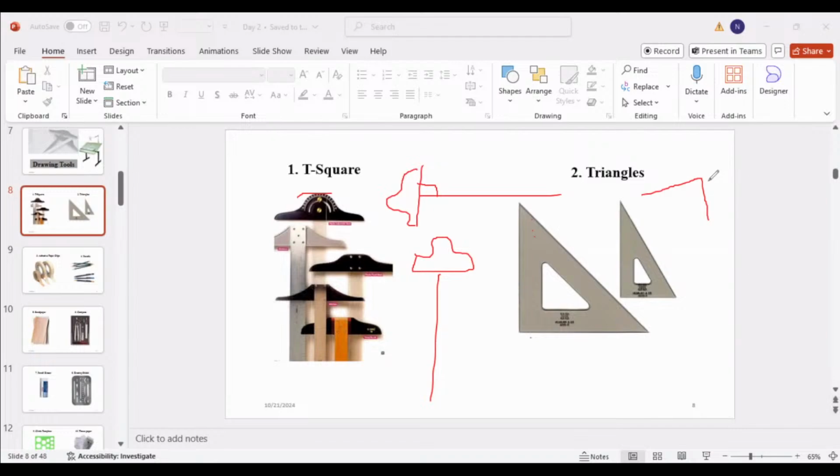Okay. So then the triangles. So triangles are used to draw some angles, right? So in this triangle, you can see that this length and this length are same, right?